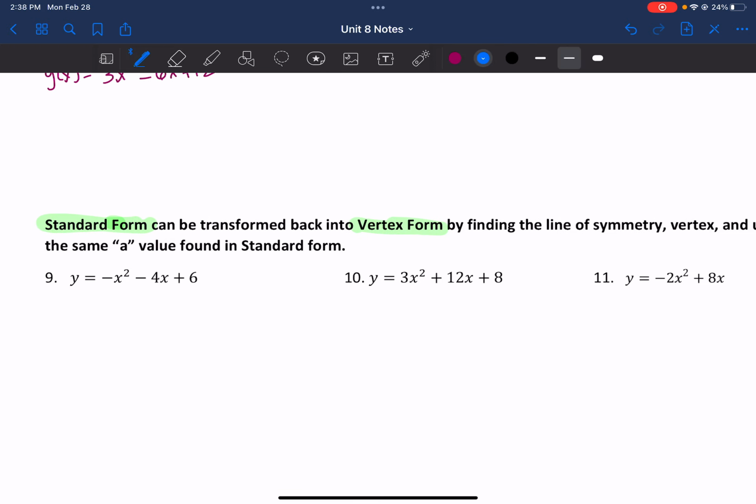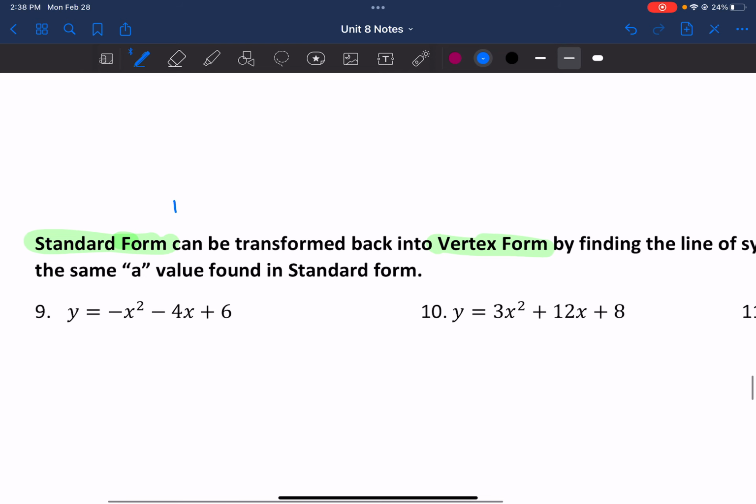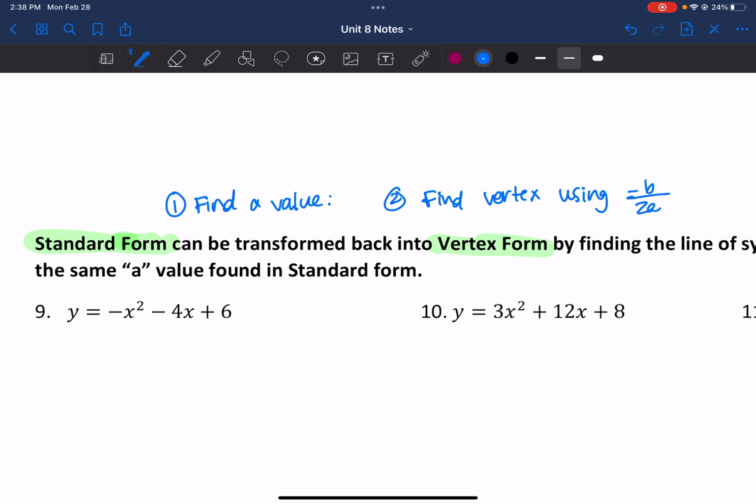I should have put the steps in the other one, be all right. Step 1, find a value. That's step 1. What's my a value? This is the easiest one. And then step 2, find vertex using -b over 2a. Those are the 2 steps we got to do and we're done.